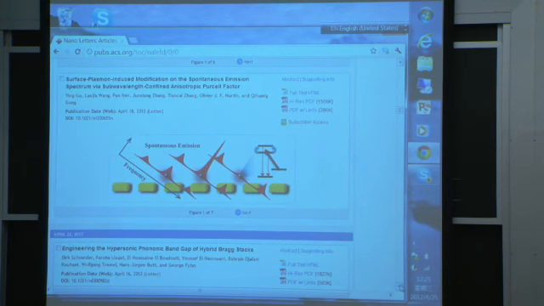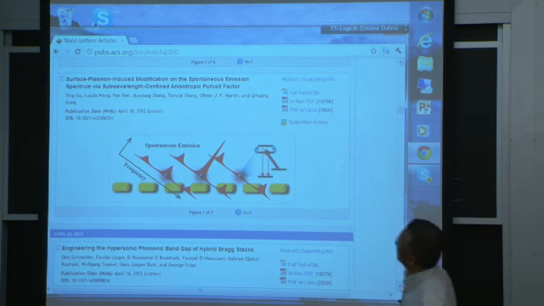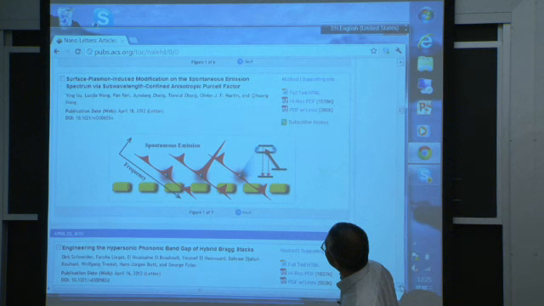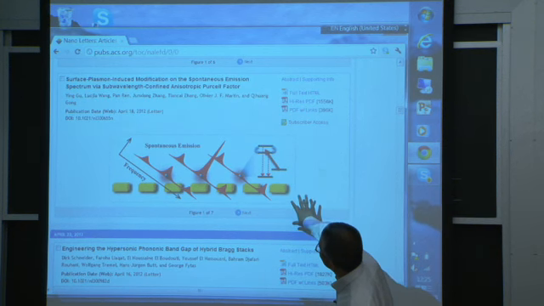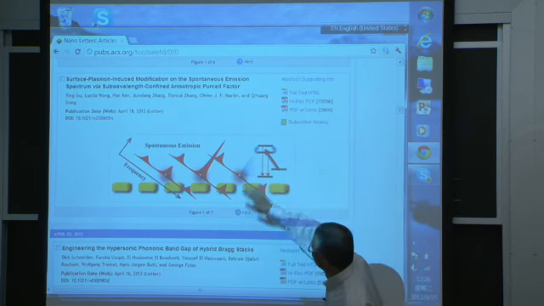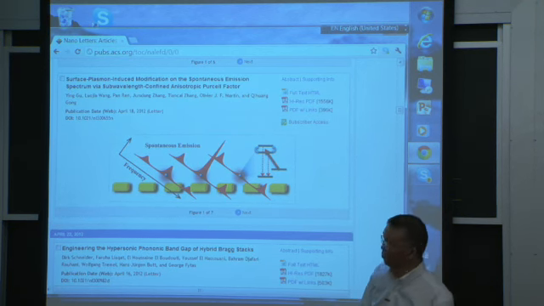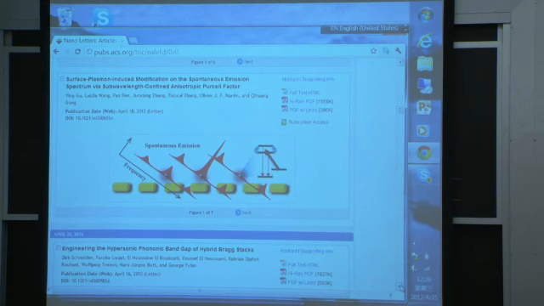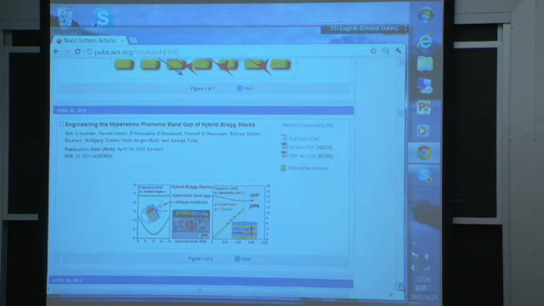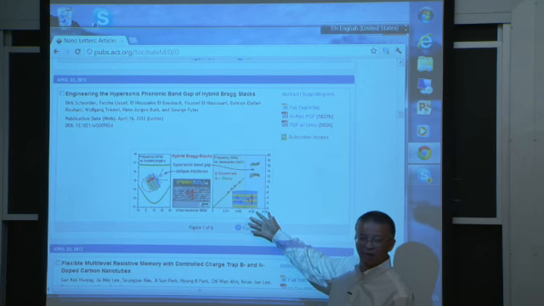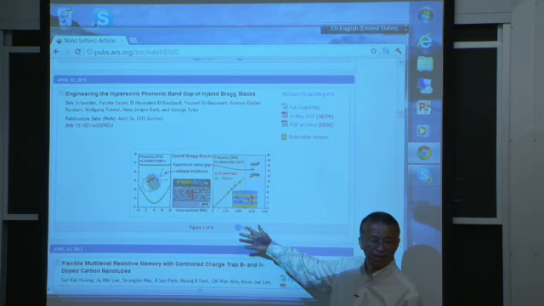Okay, surface plasmon. Modification of spontaneous emission, right? Surface plasmon, again, you heard it. The Purcell effect, the Purcell factor, is related to cavity dynamics. Phononic band, right? Almost every paper you can make some comments on now.